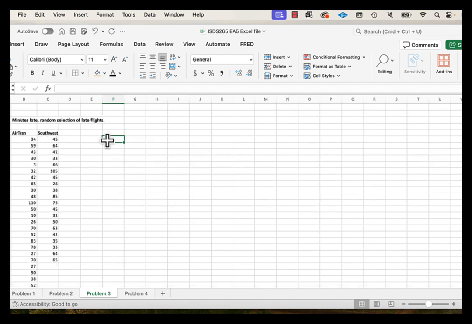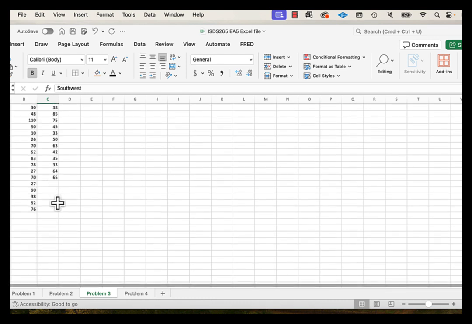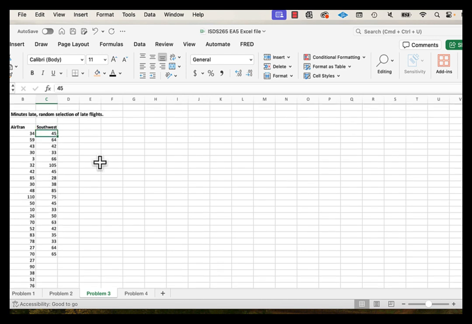Problem number 3, we're looking at mean minutes late for a random selection of late flights. So these are essentially filtered. They have to be late to be included or to be sampled, and these are the ones that are sampled. We have 2 airlines, AirTrans and Southwest. And the data looks like the minutes late follows a normal distribution. The reason that's important is because our sample size is less than 30. We need the population to look normally distributed because we cannot invoke the central limit theorem, because our sample size is too small.